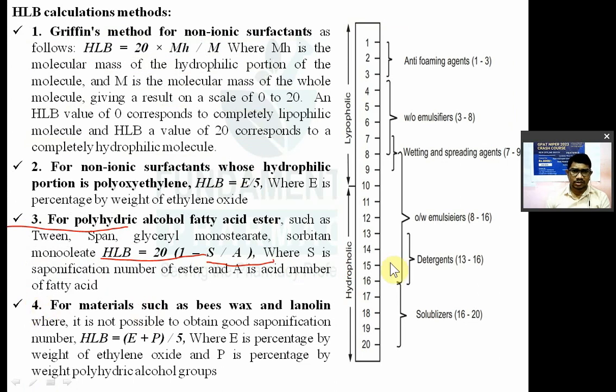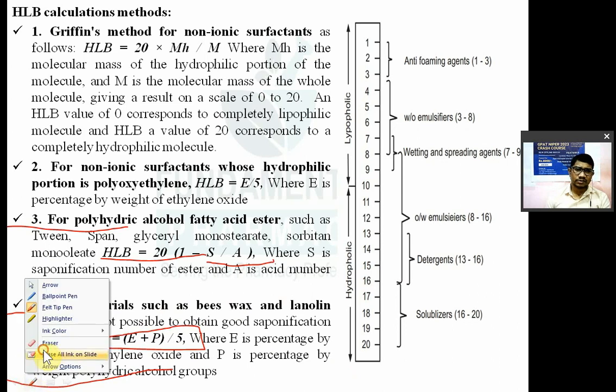For materials such as beeswax and lanolin, it is not easy to obtain the saponification number. So in this case the HLB value is calculated as E plus P divided by 5. What is E? E is the percentage weight of ethylene oxide, and P is the percentage of polyhydric alcohol groups. So in this way you can calculate the HLB of lanolin and beeswax.